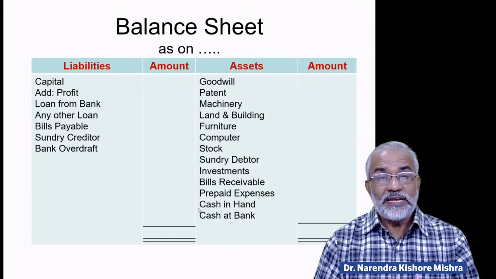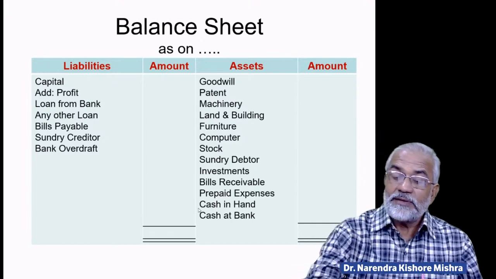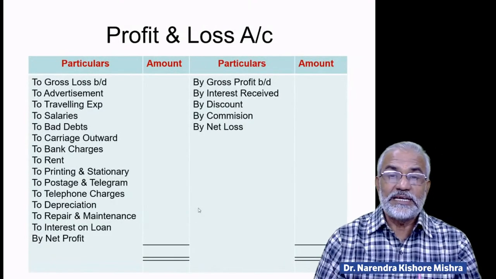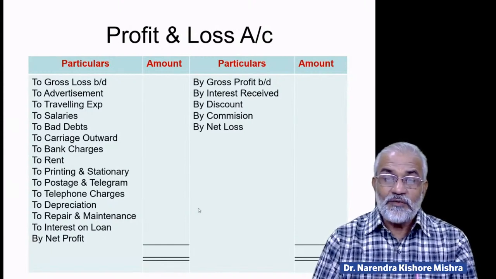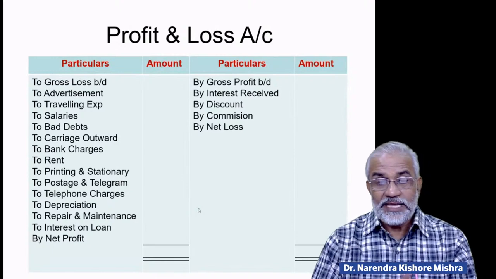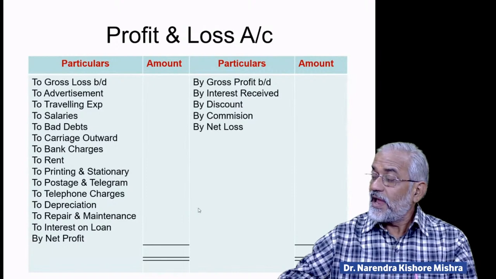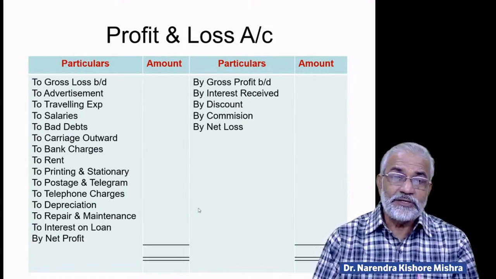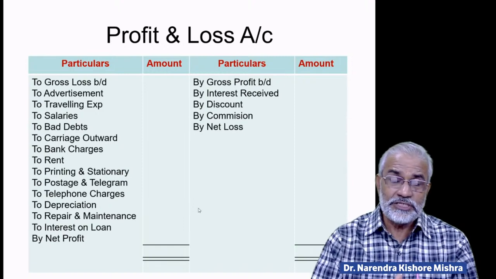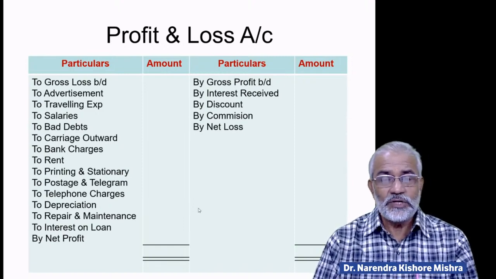In order to know the final profit of the organization, we need to prepare the profit and loss account, and that speaks about the net profit or net loss of the organization. That net profit or net loss has to be taken into the balance sheet and adjusted with the capital. If there is net profit, it is added to the capital, because it increases the owner's equity or the capital fund. If there is net loss, it is deducted from the capital, because it reduces the capital of the owner concerned.